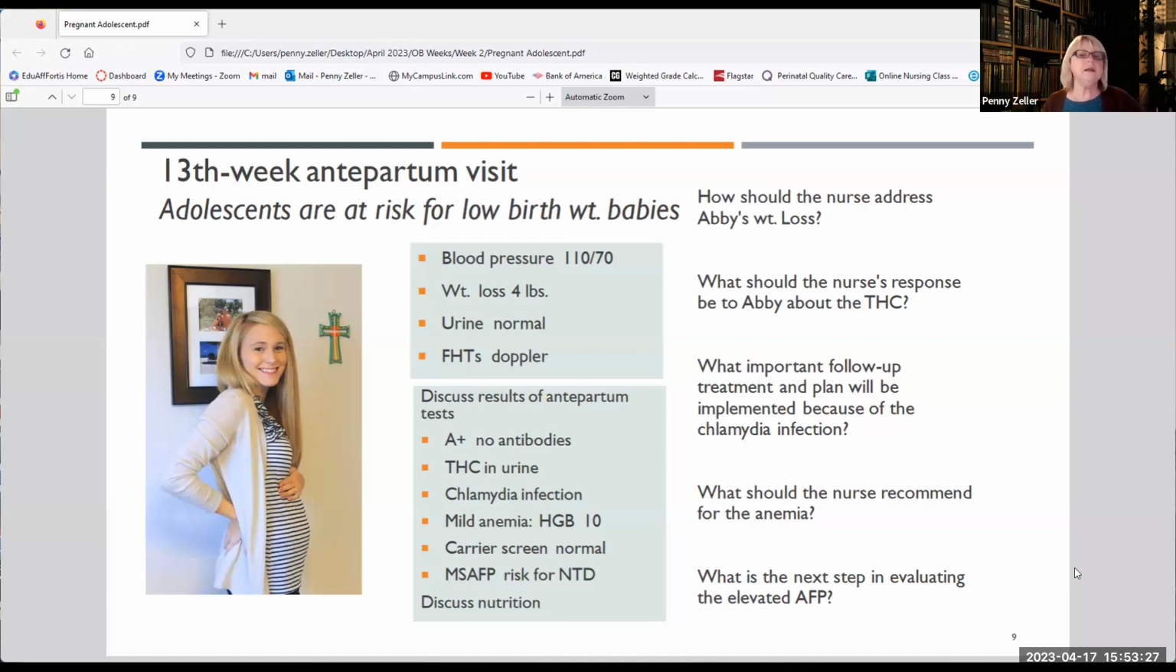All right, she also had chlamydia in her vaginal culture. So we need to treat it and we need to treat her partner. We need to find out if she has more than one partner. We don't want her to have chlamydia. Chlamydia is a very fast growing infection. It can actually travel up into the uterus. She's mildly anemic, which is not unusual. Her carrier screening for cystic fibrosis was negative, so her baby is not at risk for cystic fibrosis.